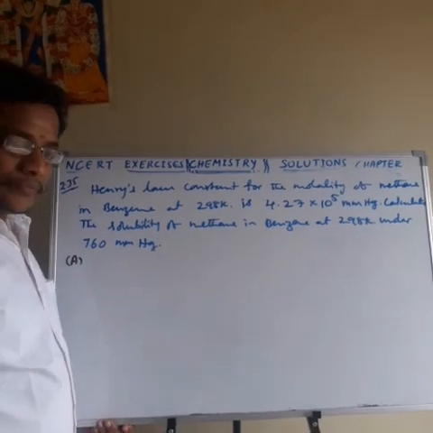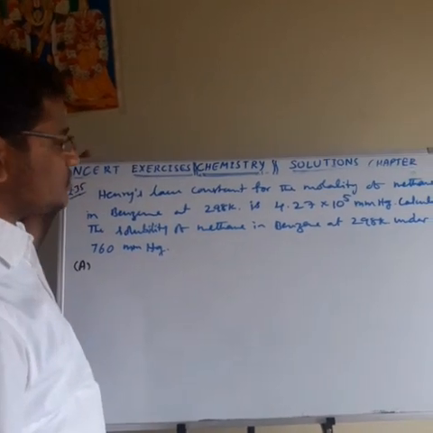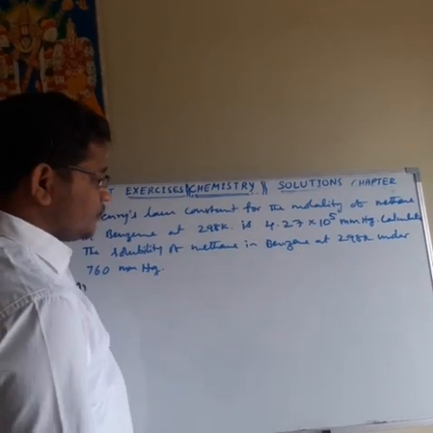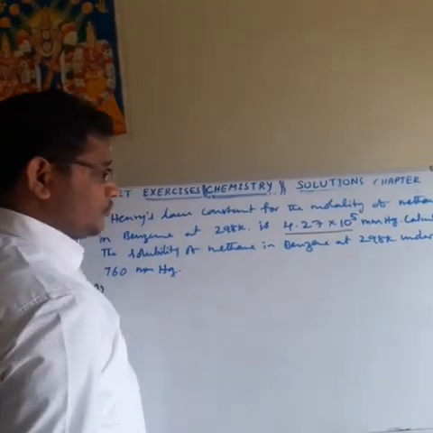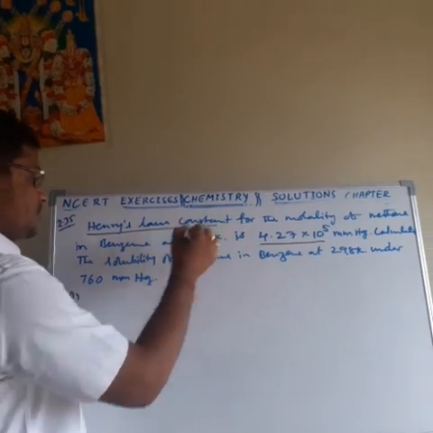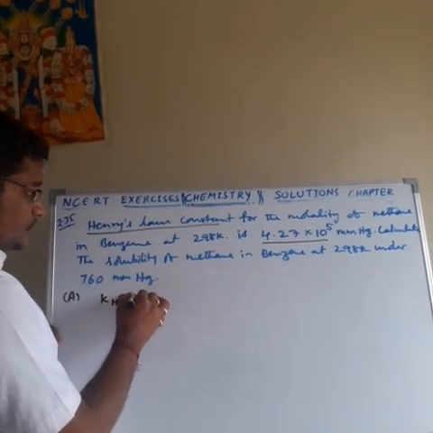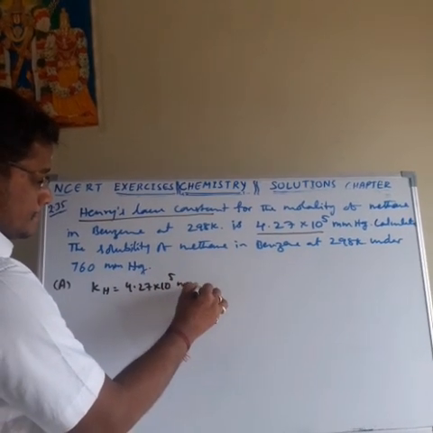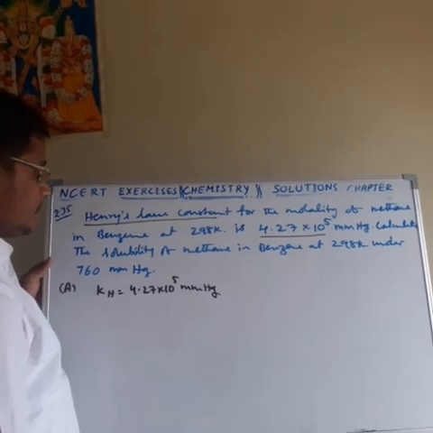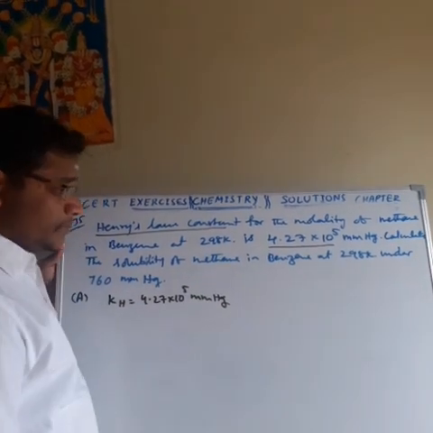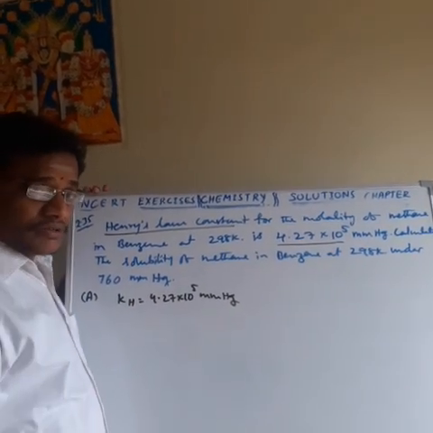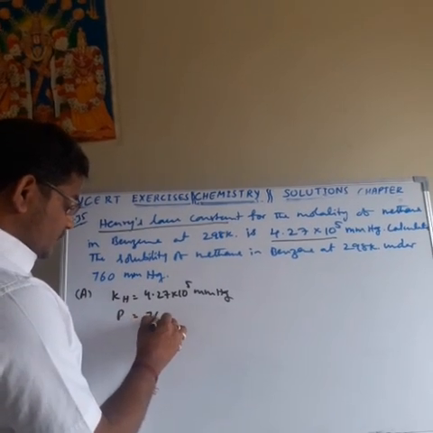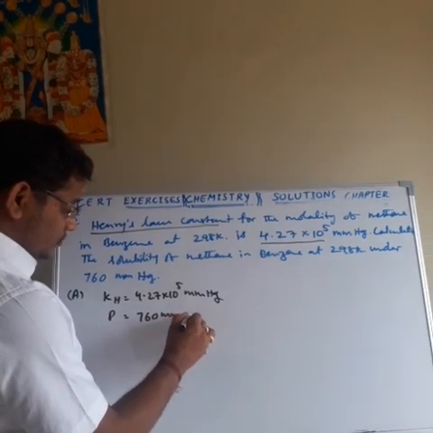Then let us see question number 35. Henry's law constant for the molarity of methane in benzene at 298 Kelvin is 4.27 into 10 power 5 mmHg. That is Henry's law constant. So Kh is equal to 4.27 into 10 power 5 mmHg. Calculate the solubility of methane in benzene at 298 Kelvin, under a pressure of 760 mm.